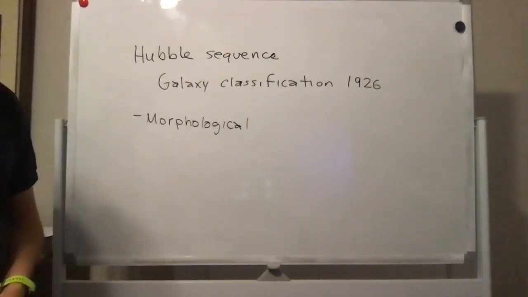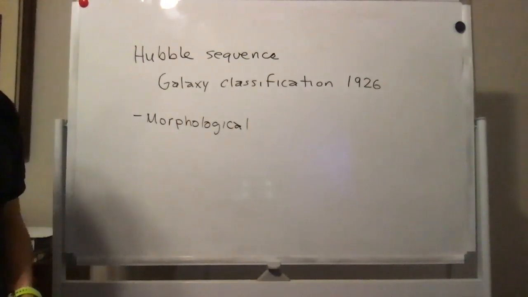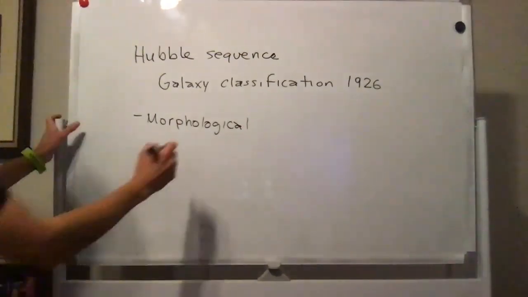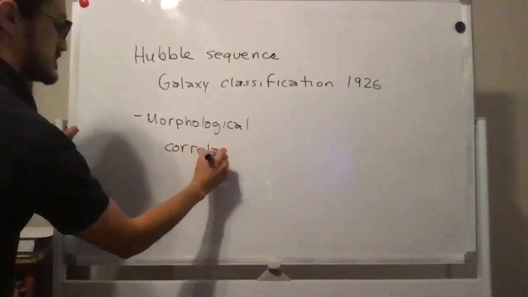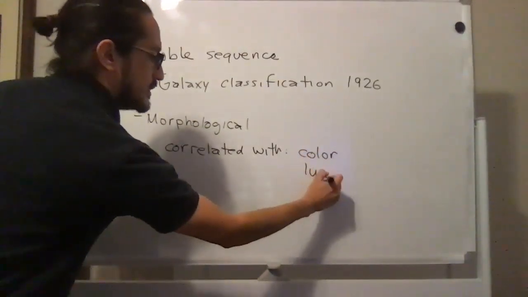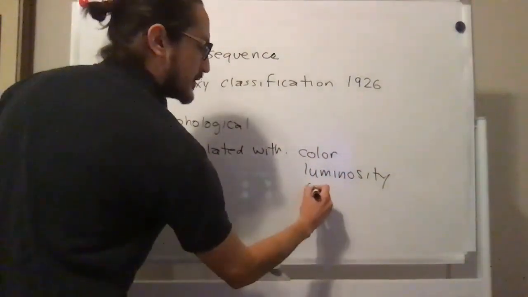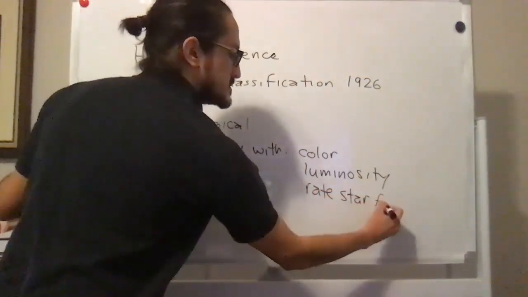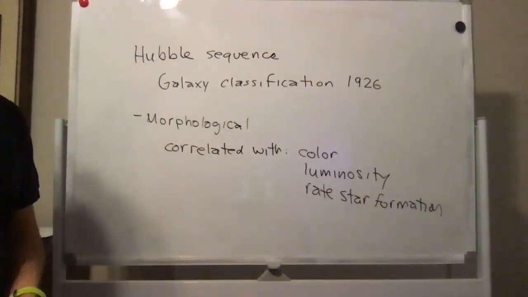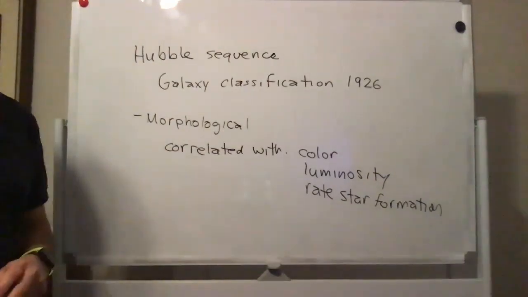And the morphological classification is not necessarily correlated with physical processes, but it is correlated with characteristics of the galaxies, right? Like the color. The luminosity. The rate of star formation and so on. And I think we're going to be able to understand pretty well why. So also remember that correlation doesn't imply causation.